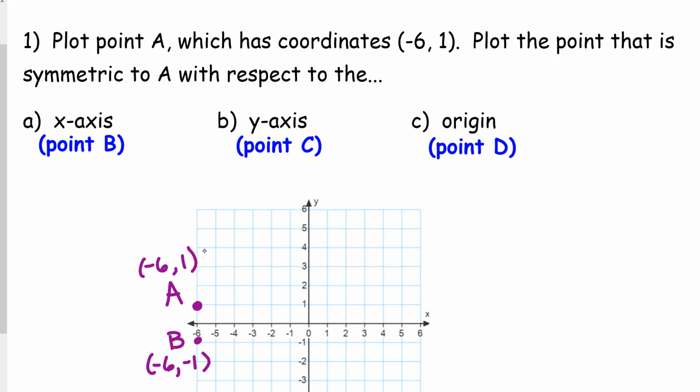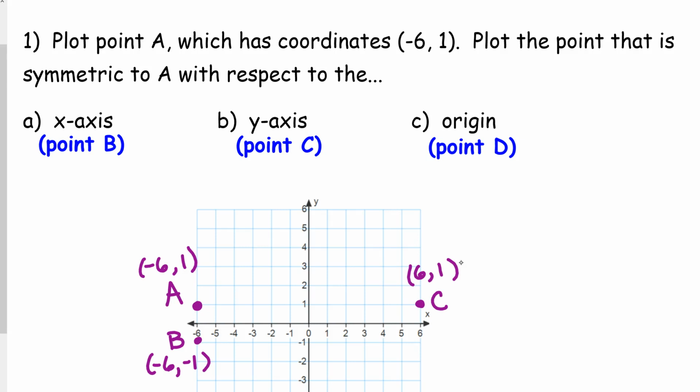Now let's plot point C. We're going to take point A and reflect it across the y-axis. So we get point C, and its coordinates are 6, 1. So notice that A and C have the same y-coordinate but opposite x-coordinates. So if you reflect across the y-axis, you get opposite x-coordinates.